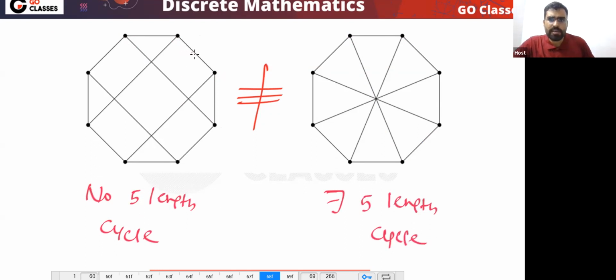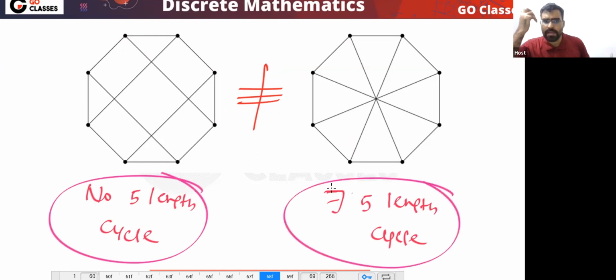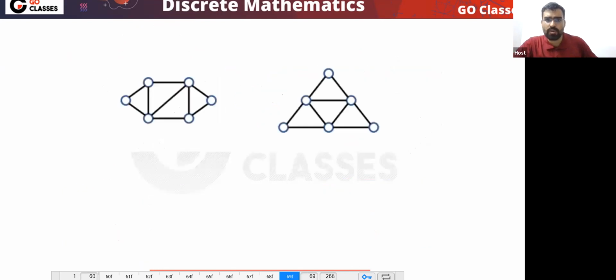You can also check that the number of vertices is the same, the number of edges is the same, and the degree sequence is also the same. And what about the diameter? From any vertex to any vertex, from this vertex, if I want to go, then 1, 2, I think, okay, you can check. Basically, this five length cycle will work, because here there is no five length cycle, and here you have a five length cycle. So these are not isomorphic.